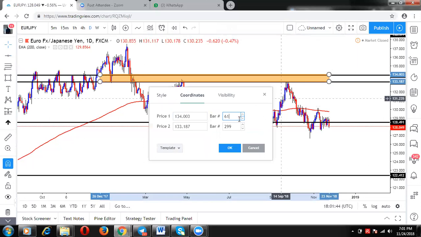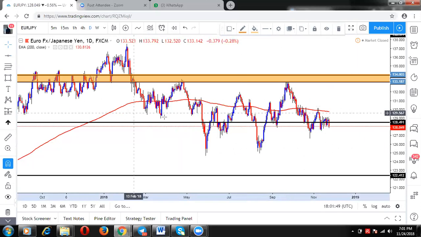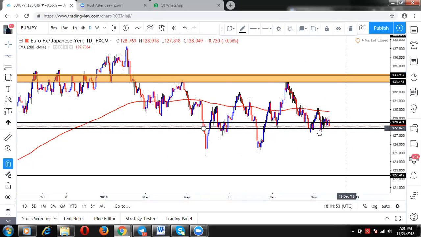When you double click on it, the first one should be negative, the next one should be positive. So the same thing I'm going to do here. I'm going to mark up the zone here.